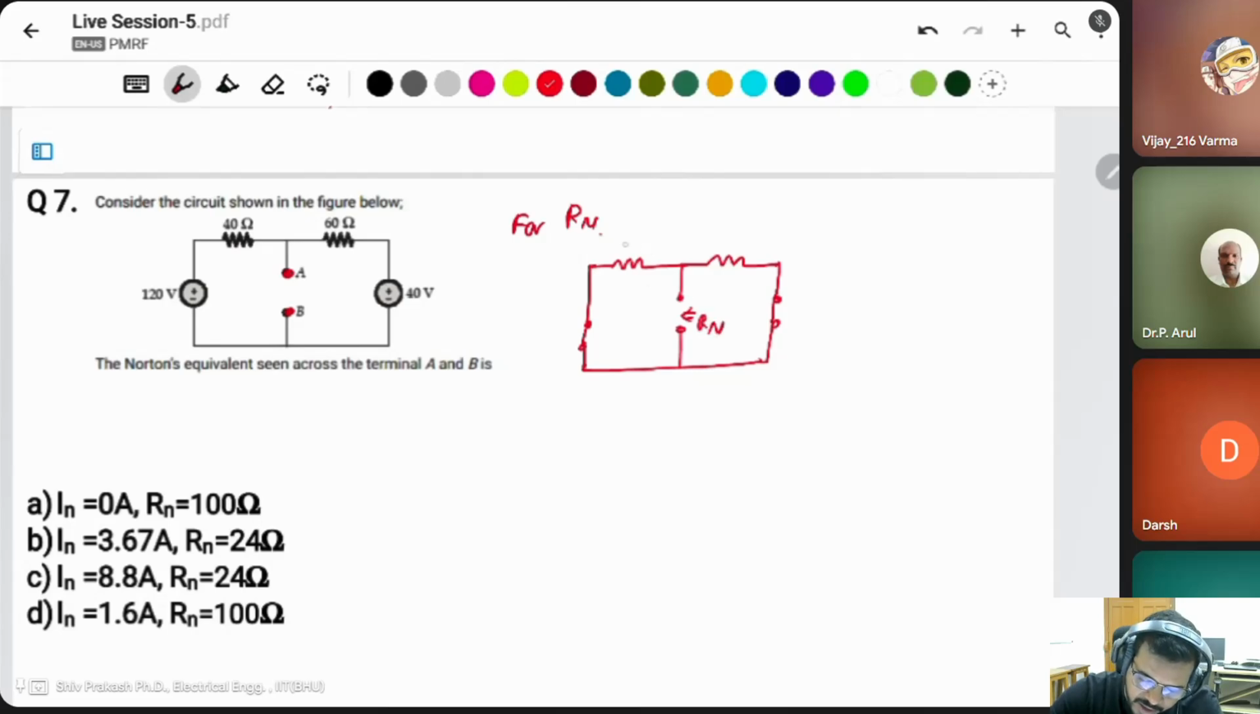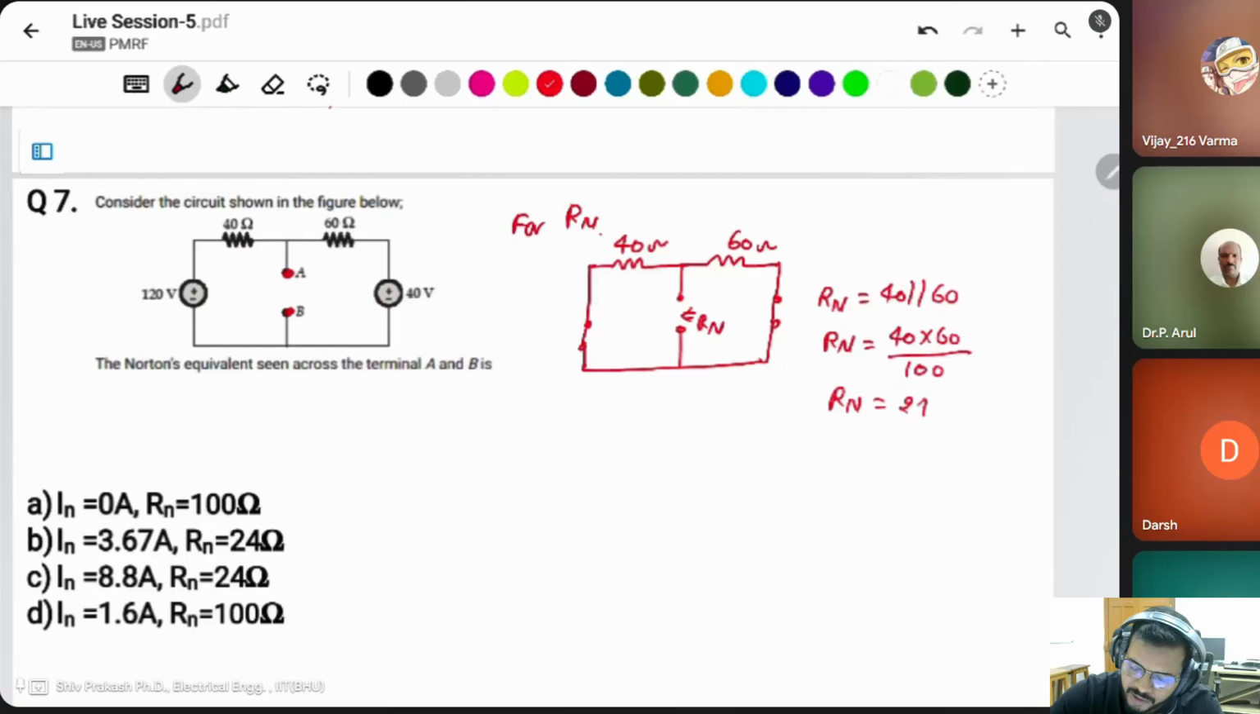These two terminals are the Rn. It means this is connected with 40 ohm and 60 ohm. Rn is simply 40 parallel with 60. 40 into 60 divided by the sum of these two, which is 100. Then Rn is equal to 24 ohm.